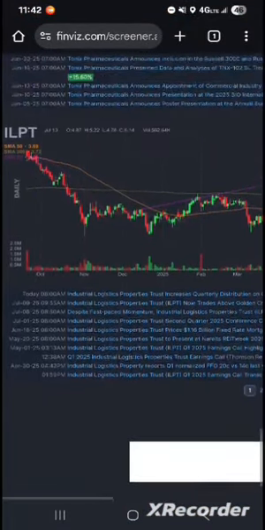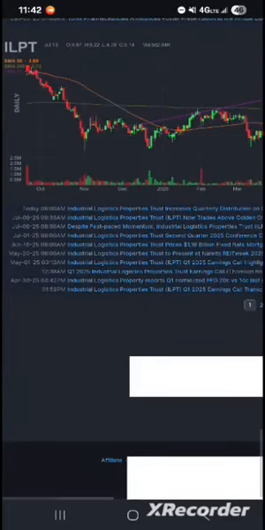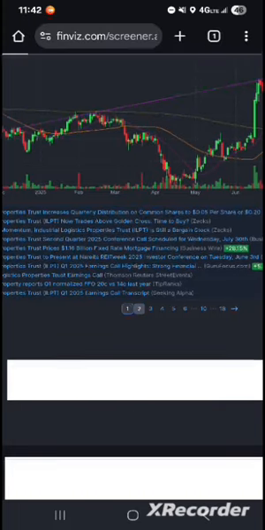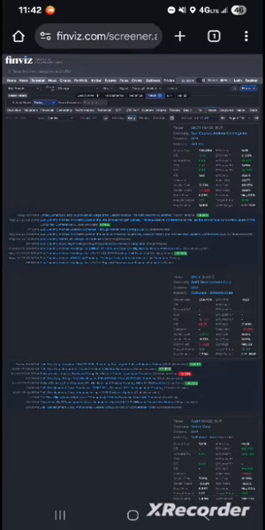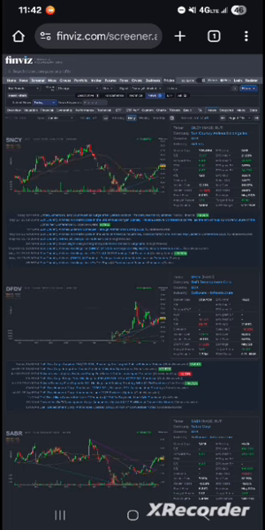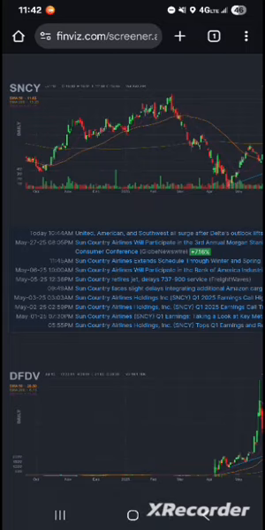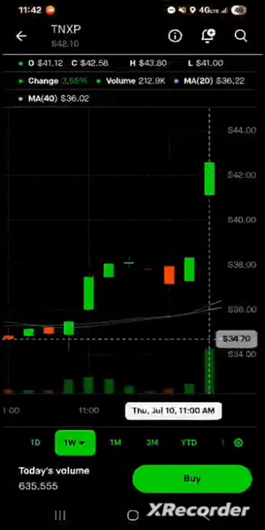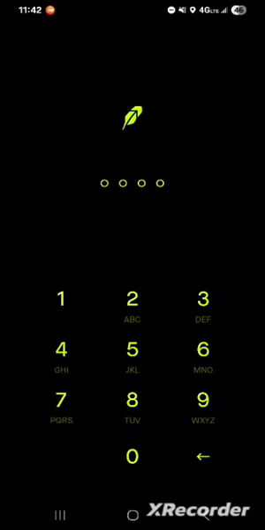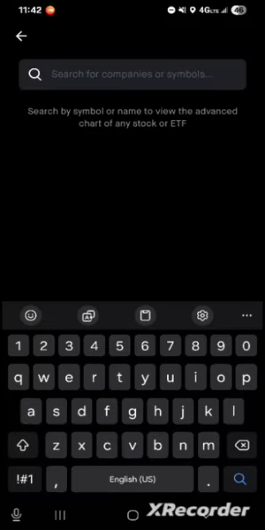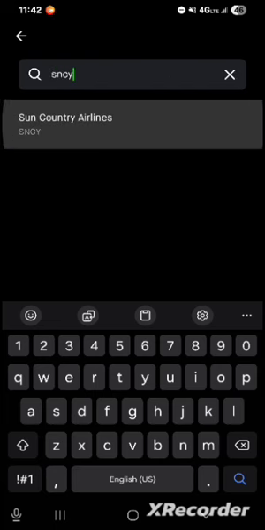Okay, so that's the end of the first page. So I guess I'll only look at the first page. And matter of fact, I'll take one look in the second page. I'll look at one. Okay, we will go SNCY. See how this looks. Typically, the further you go down in the page when you're looking at your results, the less the percentages that the stock is up. SNCY.